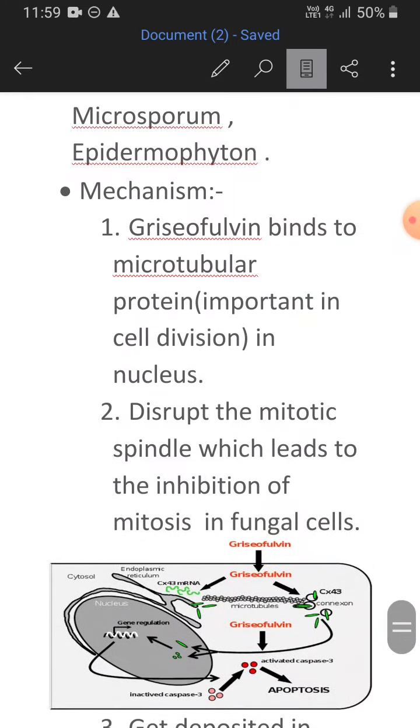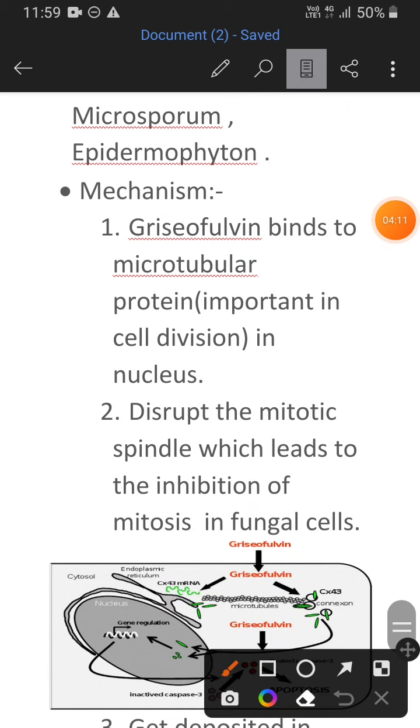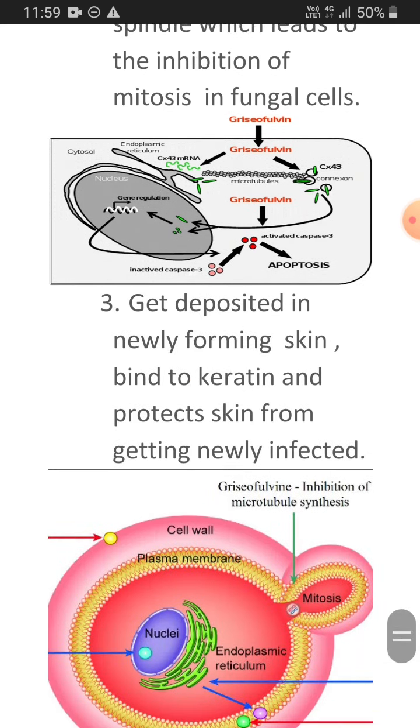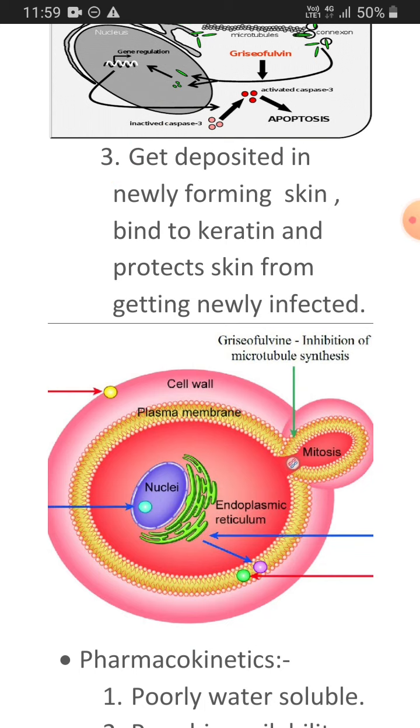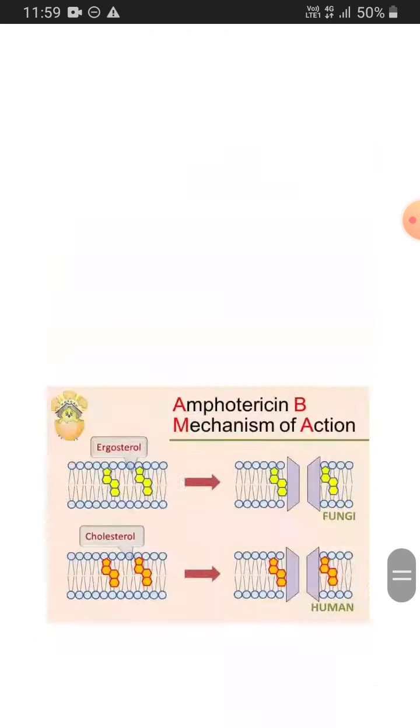So the mechanism is quite interesting: Griseofulvin binds with the microtubular protein in the nucleus and disrupts the mitotic spindle, which leads to the inhibition of mitosis in the fungal cell, and then it is deposited in the new skin and binds to the keratin to protect skin from getting newly infected. So that is the important point.